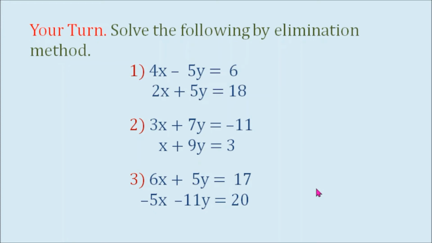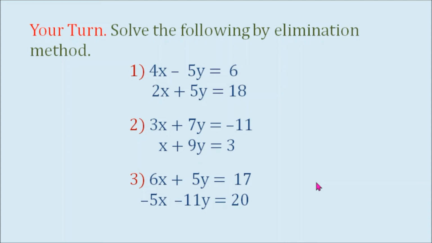Now, your turn. Solve the following by elimination method. Number 1, 4x minus 5y equals 6, and 2x plus 5y equals 18. Number 2, 3x plus 7y equals negative 11, and x plus 9y equals 3. And number 3, 6x plus 5y equals 17, and negative 5x minus 11y equals 20. You can pause the video and work on these three items.